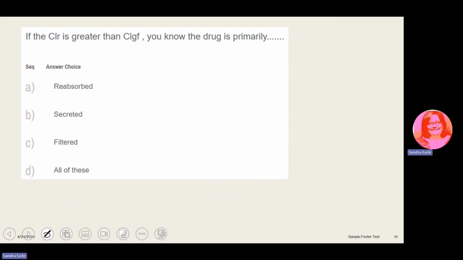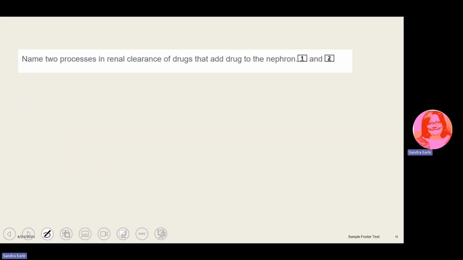If the renal clearance is greater than filtration clearance, okay, what's coming in is the filtration clearance, and there's more going out than came into the nephron. So that means we've got secretion. It's primarily secreted.